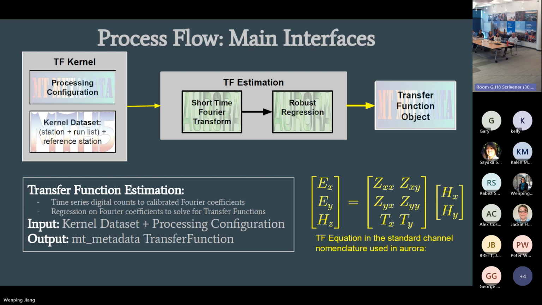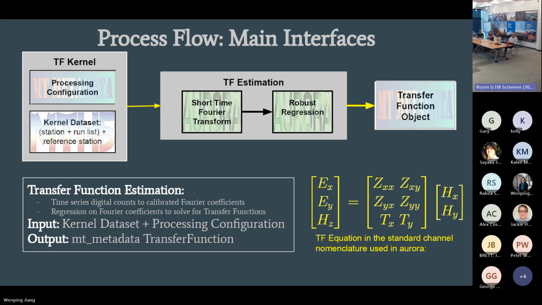And so Aurora is really the box in the middle, the TF estimation. That's where the processing happens, which breaks into two distinct chunks. Those chunks look at the processing configuration for information about how to apply the transformations, and they get their data from what I call a kernel data set, which is just a class that references MTH5 data. And I put in the background which package things belong to.